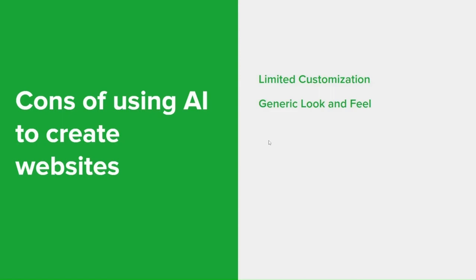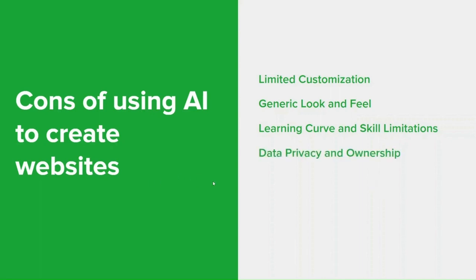Since AI website builders often rely on templates, there is a risk that your website might have a similar appearance to other websites using the same templates. This can make it challenging to stand out and create a distinctive brand identity as well. There is a learning curve and a limitation on skill as well. So although AI website builders aim to simplify the website creation process, there can still sometimes be a learning curve involved in understanding and navigating the platform itself. Additionally, while AI tools eliminate the need for coding, they may not cater to advanced users or those with specific technical requirements who prefer to have more control over the code as well.